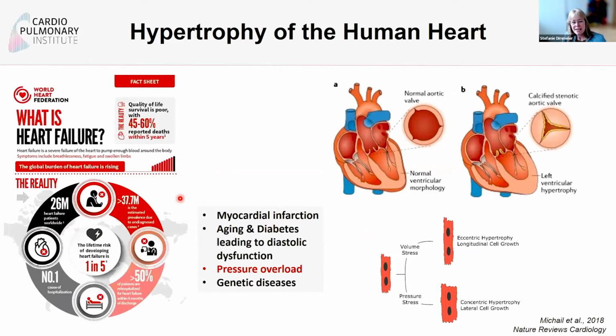And also as mentioned in the introduction, heart failure is a major reason for death. It can occur secondary to myocardial infarction, but also it can occur in response to aging and comorbidities leading to diastolic dysfunction, as I also showed you in the first slide. It can also occur in response to pressure overload and of course also genetic diseases.